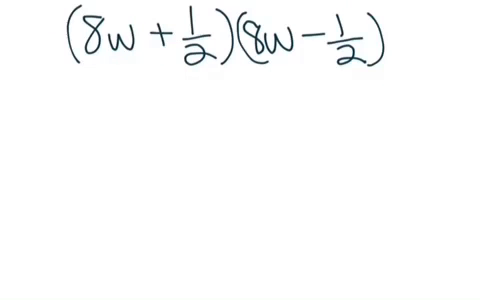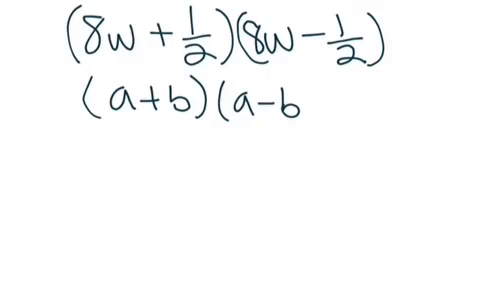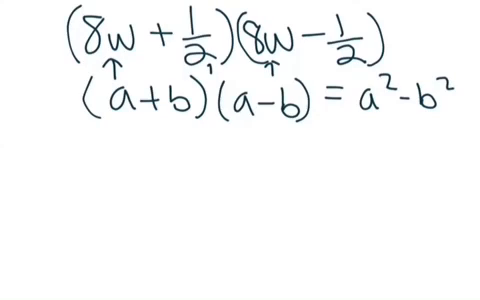Here we have two binomials, 8w plus 1/2 and 8w minus 1/2. So let's remember: A plus B times A minus B equals A squared minus B squared. Let's apply it to our problem. So what you're going to want to do is multiply this number times this number and this number.